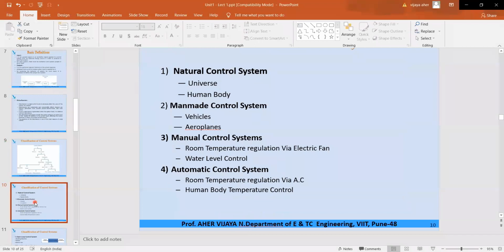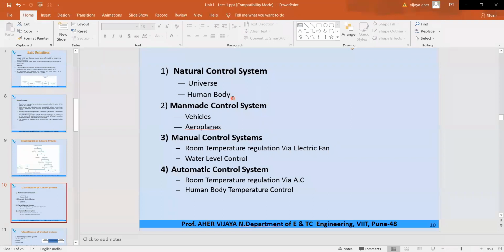Same thing again with the example I have given. First type of control system, that is natural control system. Two types again, universe and human body. These are natural control systems. Some examples are given for each classification of control system. So universe is a natural control system. Nothing is in our hand, right?